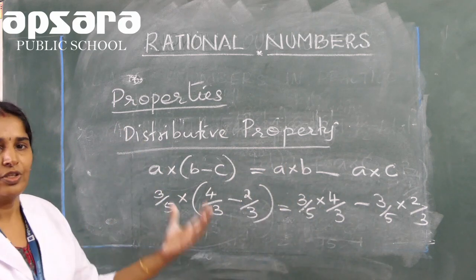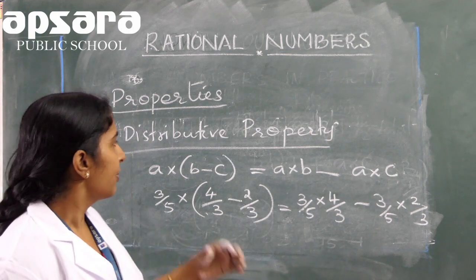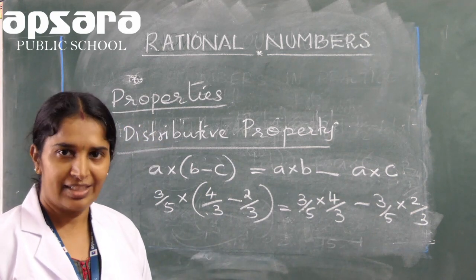So this is distributive property. So we have completed the properties of rational numbers in this class. Okay.